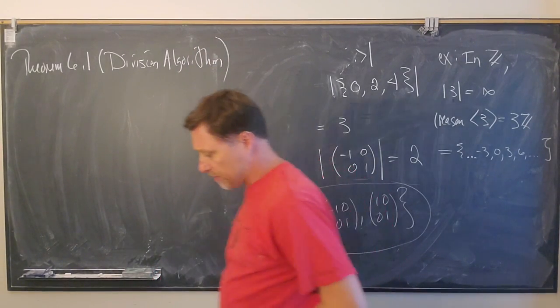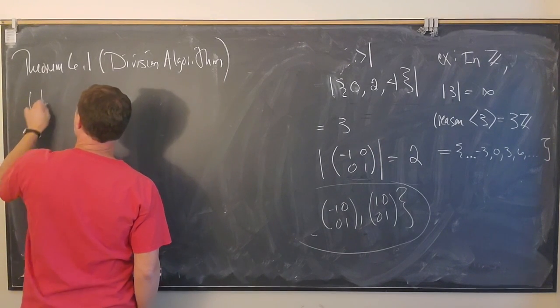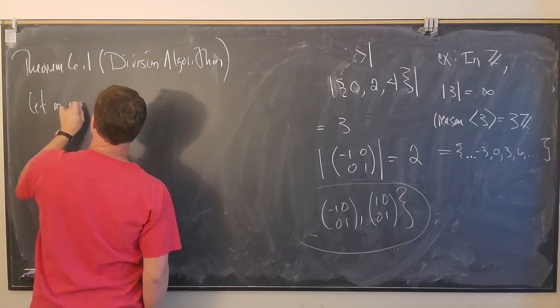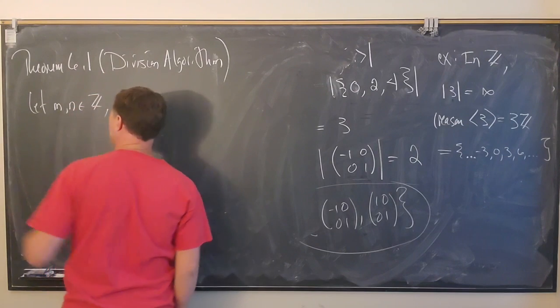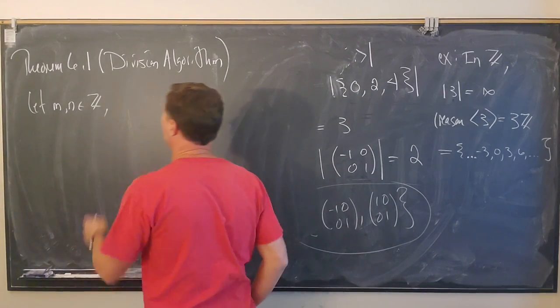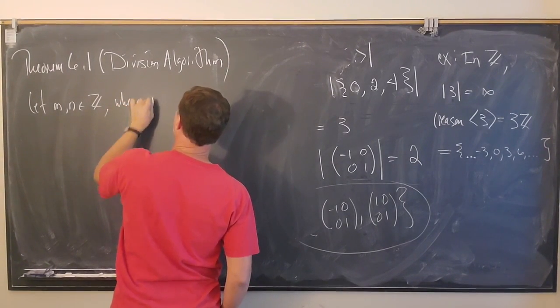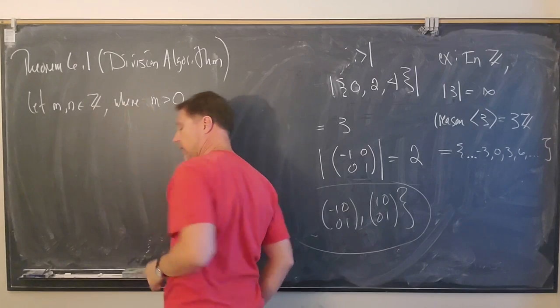And so the statement goes like this. Let's take a couple of integers. Let's call them m and n. So let m and n be in Z. And we need one of them to be positive. So let's say m, where m is greater than 0.